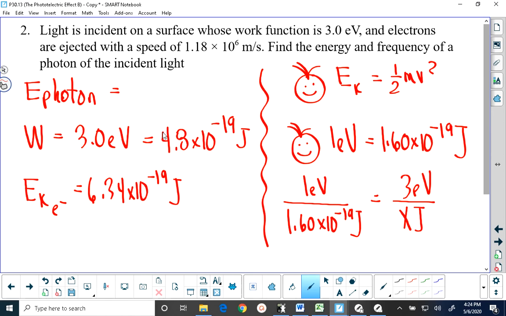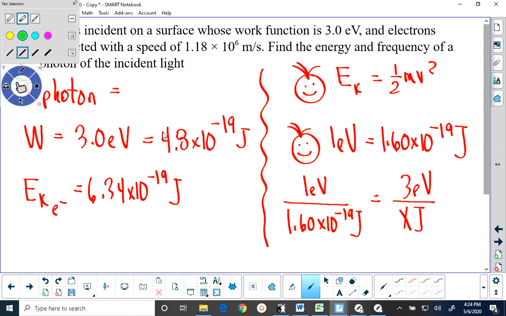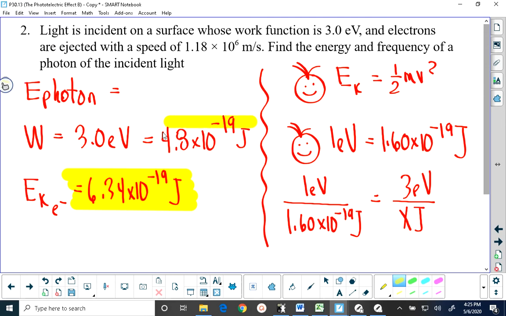The electron has, when it leaves the metal, this much energy that's kinetic. And it's free. But in order for it to escape the metal, it has to pay this much energy. It has to give up this much energy. So if the electron has 6.34 times 10 to the negative 19 joules when it left, and it had to give up 4.8 before it left, that means it must have had more energy before it left.